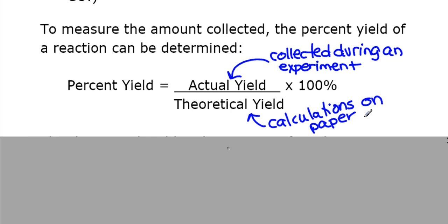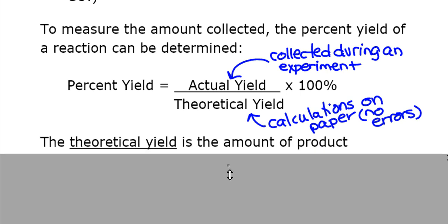And when we do our calculations on paper, obviously no experimental errors at all in there. So this would give you the maximum amount that you would expect to get.